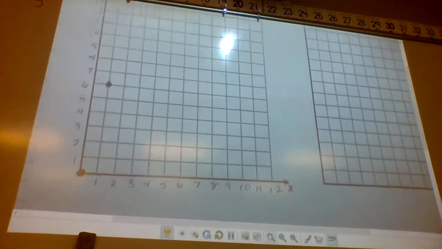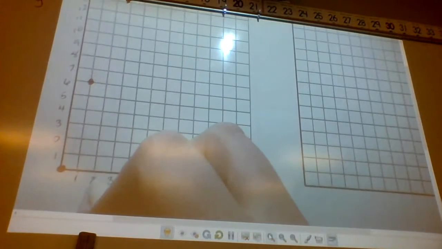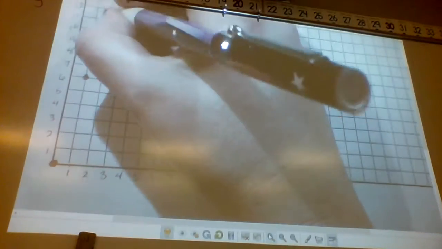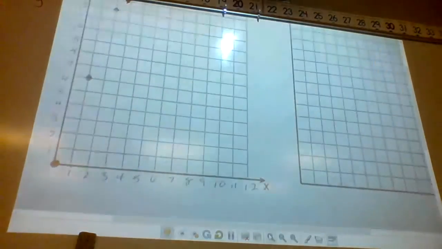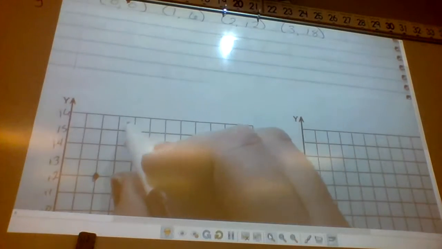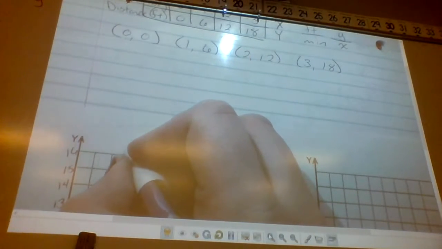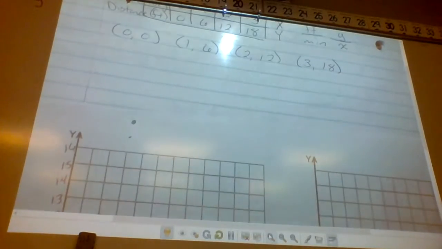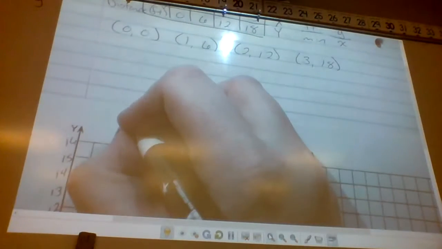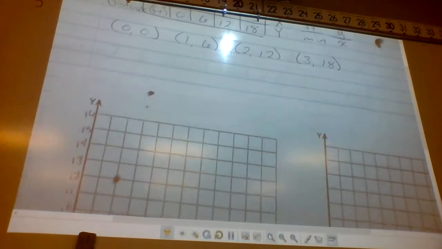Okay? So we got 2 dots. What's our third dot? 2, 12. So we got to go to our 2 on the x-axis and up to a positive 12. What's our last dot? 3. So go over 3, and do we have an 18? Mm-hmm. So you need to space it and try to get as close to the equal spacing as you can. There's my 18. Way up here. Okay?